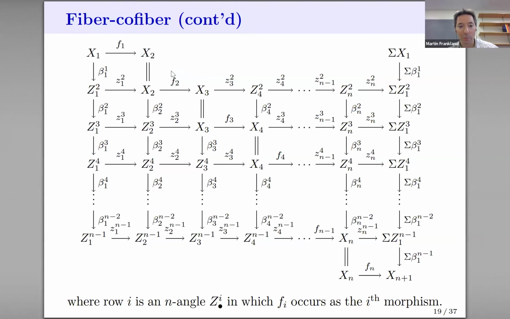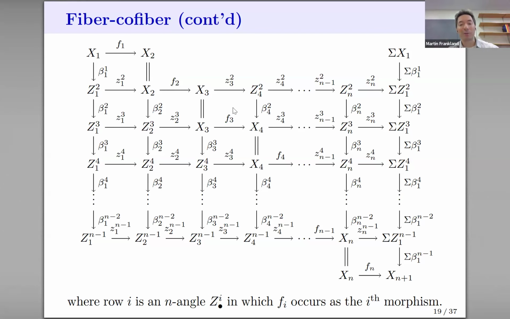There we go. So F2 is right here, and it has its chosen n-angle extension. F3 is right here. It has its own n-angle extension. F4 is here with its n-angle extension, and so on. Got this staircase pattern. And the maps we care about are those in the rightmost column. Take those and then compose them, and that's an element of the fiber-cofiber Toda bracket.